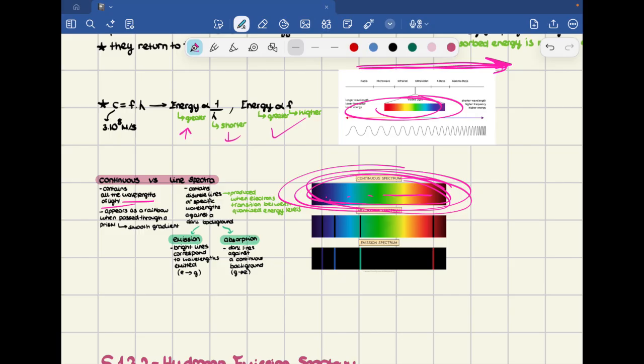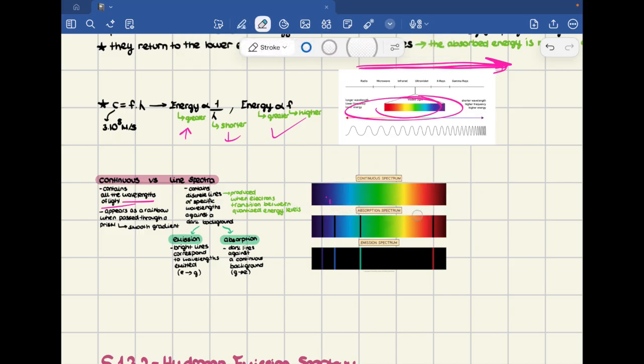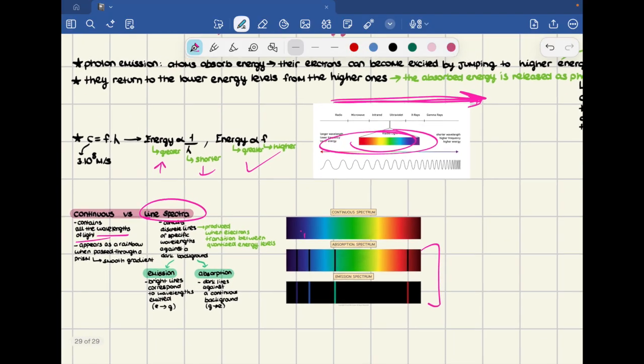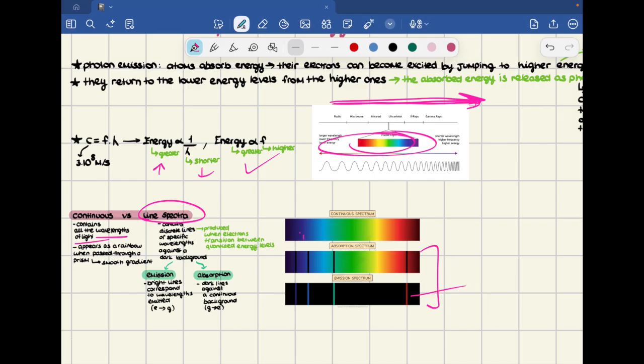I think we're all familiar with this, and it is a smooth gradient. So the gradient is not actually interrupted at specific points, right? However, when we take a look at line spectra, here are some examples of line spectra. This is the emission spectrum, and this is the absorption spectrum.